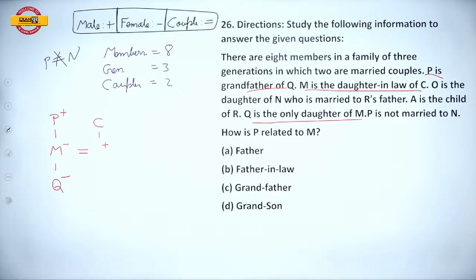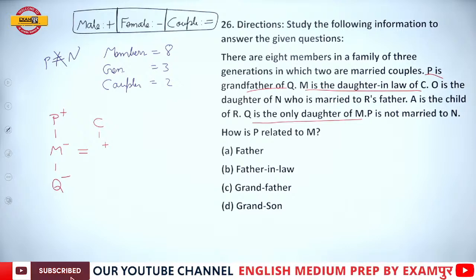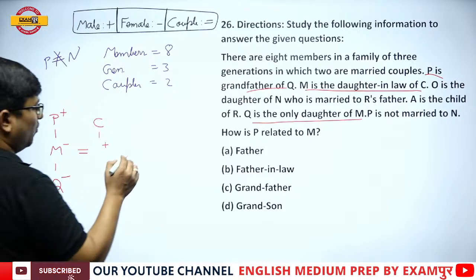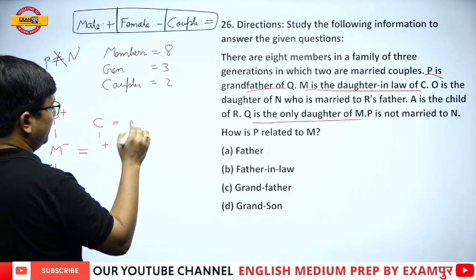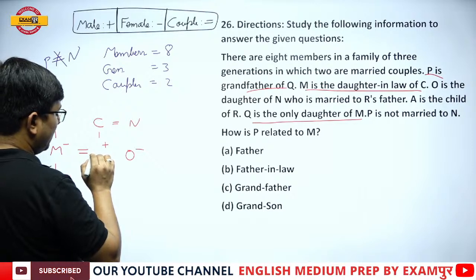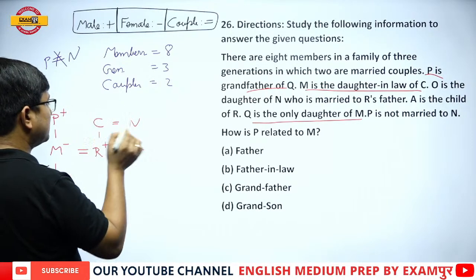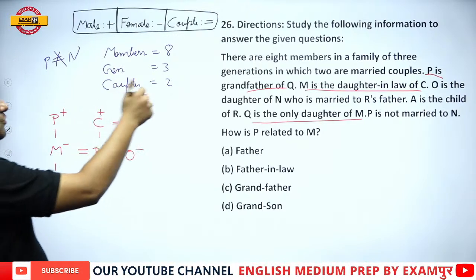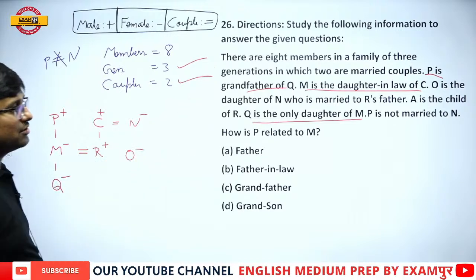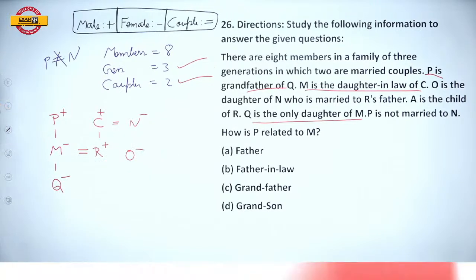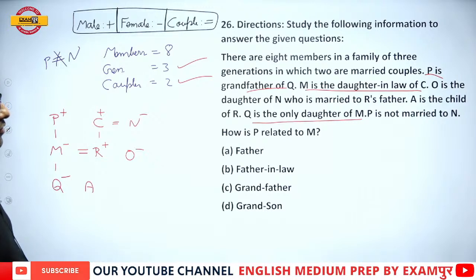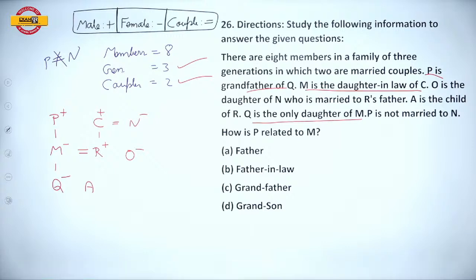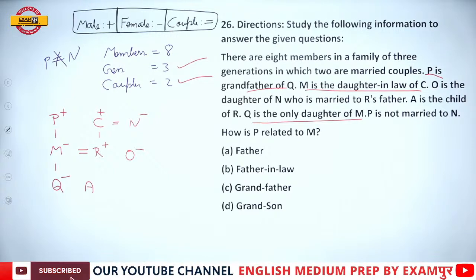Okay, everyone. Now, O is the daughter of N who is married to R's father. O is the daughter of N. N is married to R's father. Alright. Fine, everyone. And why are we doing this? Because we have to ensure two couples. We have to ensure three generations. Now, A is the child of R. Okay. Q is the only daughter of M. And P is not married to N. Fine.